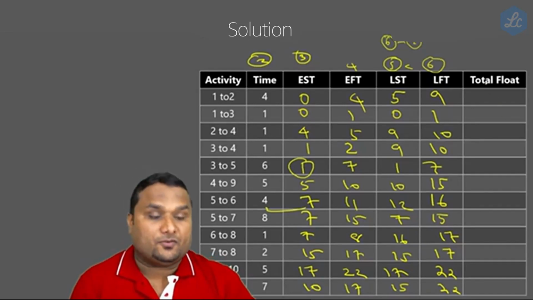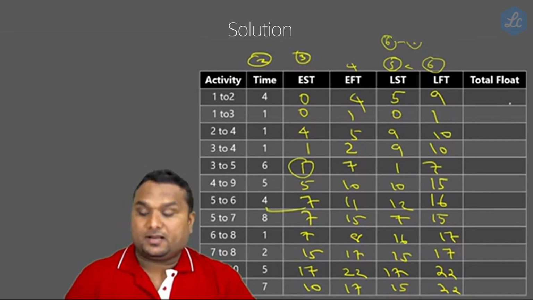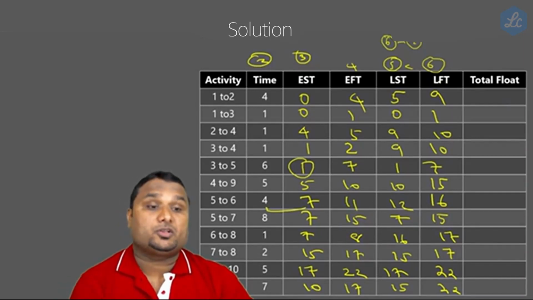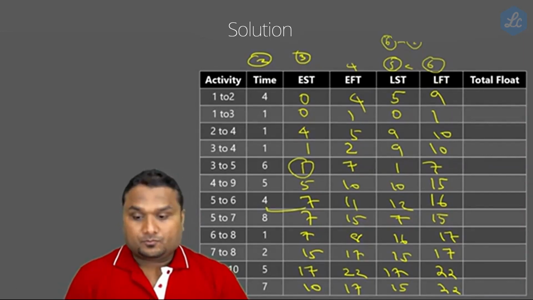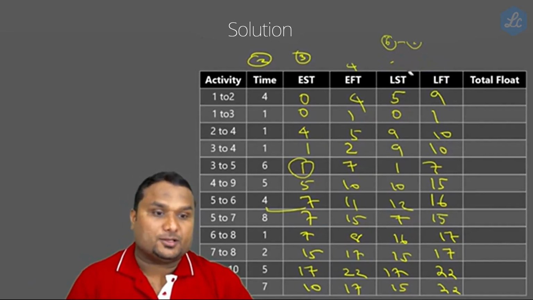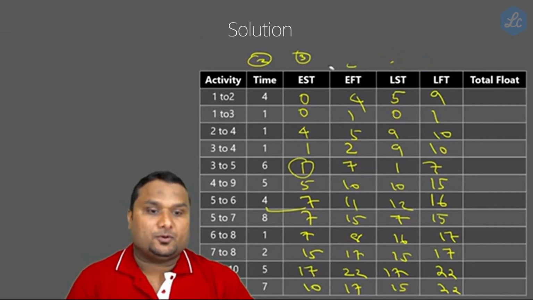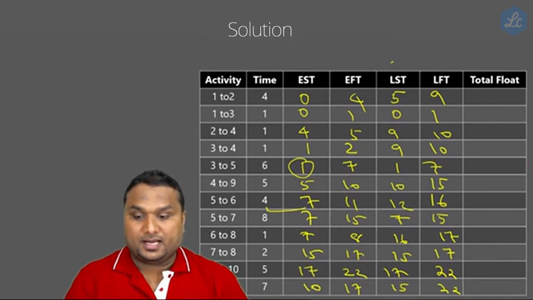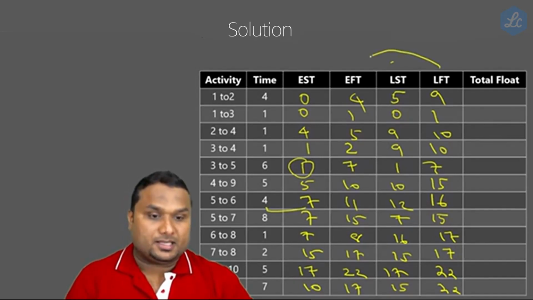And we have something called the total float. For computing total float, you have two formulas. You can use any one of the above. One is LFT minus EFT. This is one formula, or you can use LST minus EST. Anything you can use.